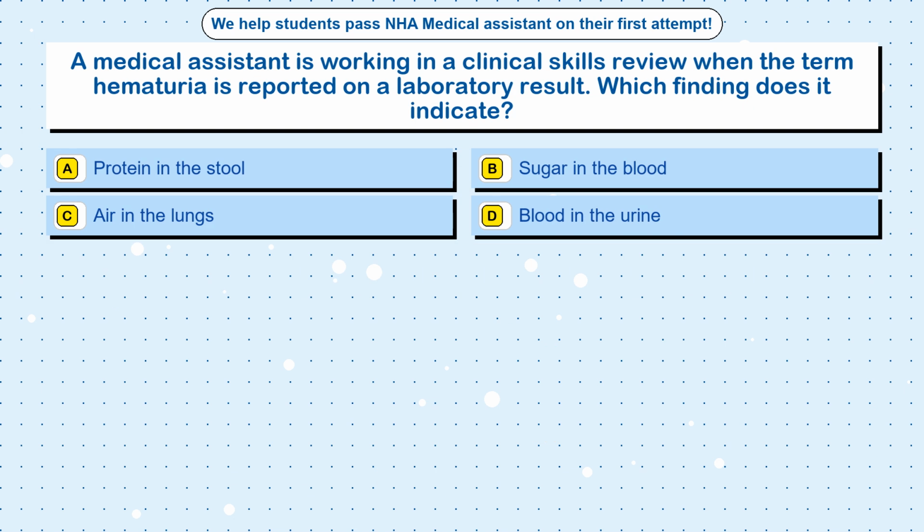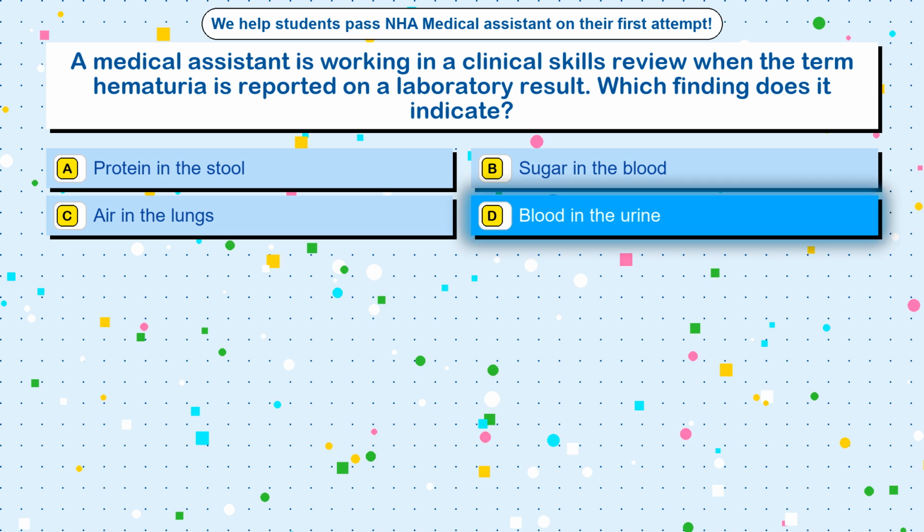Question 44. A medical assistant is working in a clinical skills review when the term hematuria is reported on a laboratory result. Which finding does it indicate? Option A. Protein in the stool. Option B. Sugar in the blood. Option C. Air in the lungs. Option D. Blood in the urine. The correct answer is option D.